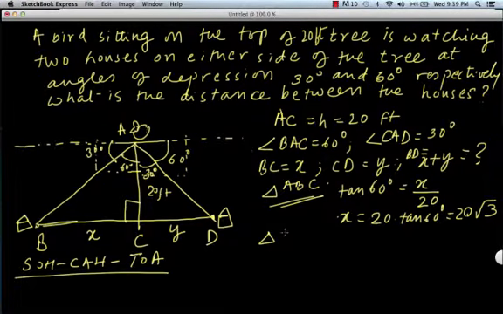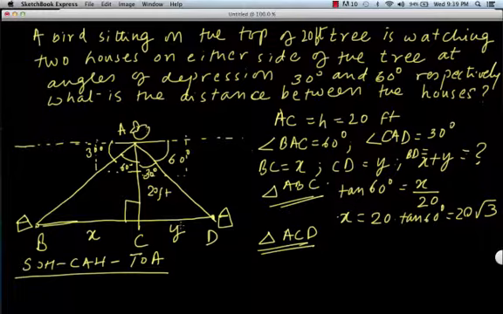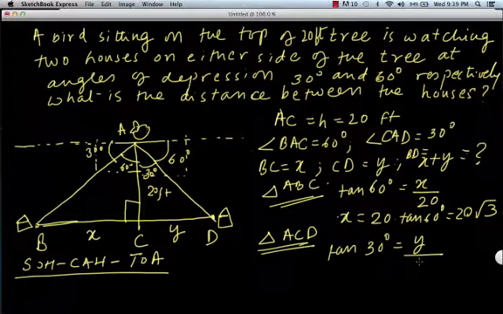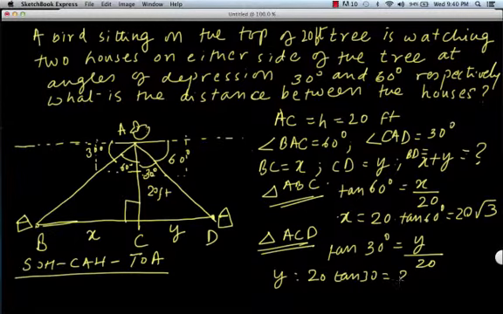Similarly, from triangle ACD, we apply the same formula again. We have to calculate the opposite side and we have the adjacent side, which is 20. The angle is different though. Tan 30 is equal to opposite, which is y, by adjacent, which is 20. So y is equal to 20 tan 30, and tan 30 is 1 by root 3. So y is 20 by root 3.